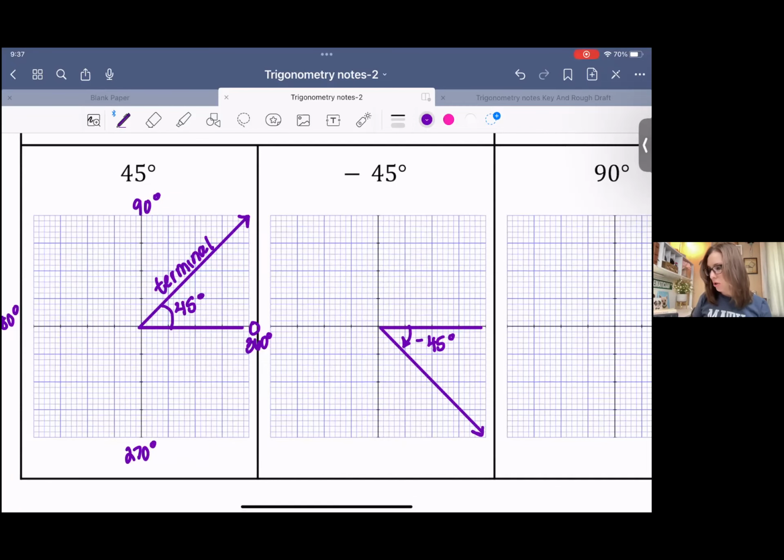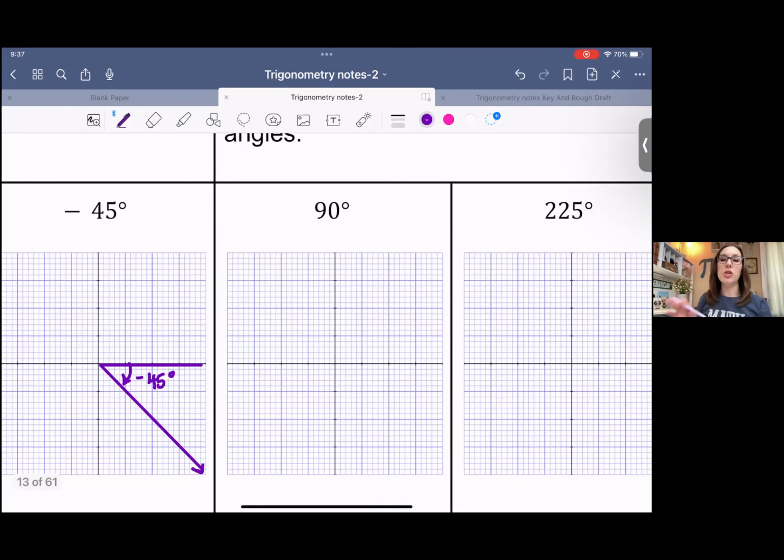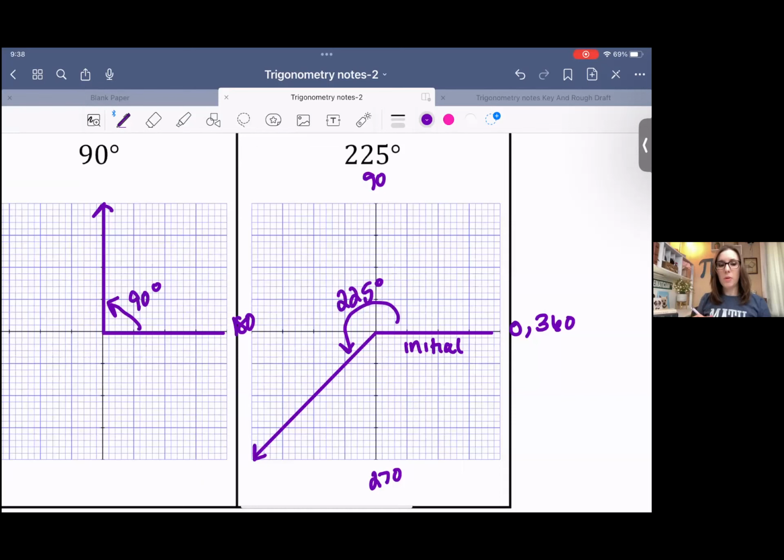I've already kind of showed you 90, but go ahead and try 90 and 225. Pause it, try it, come back and check your work. 90 degrees is going to be pretty simple. It just forms that right angle, that L. From the initial side on the positive side of the x-axis, that angle opens up to an L, 90 degrees. So that one's pretty simple.